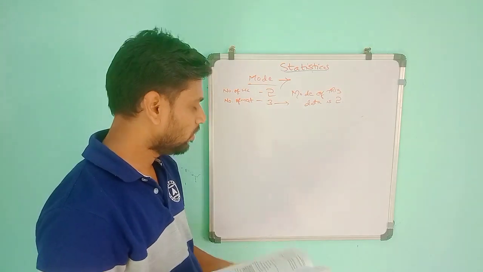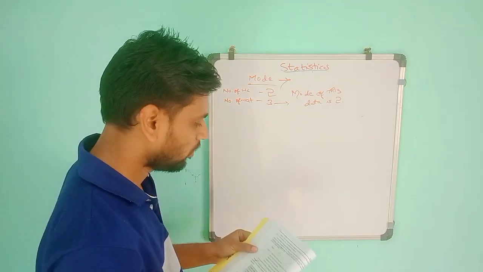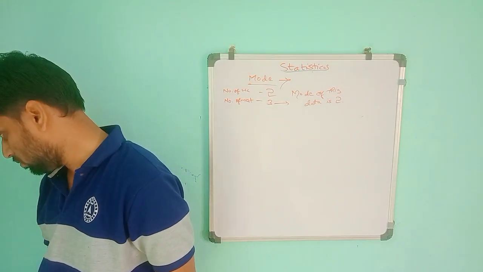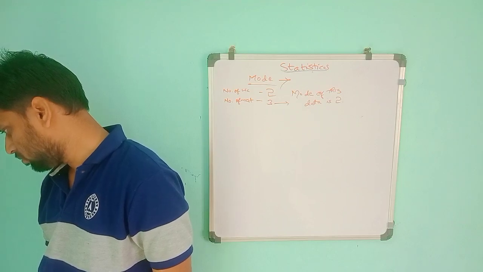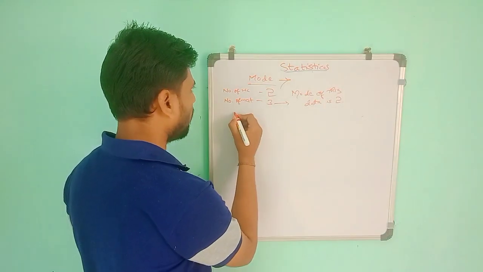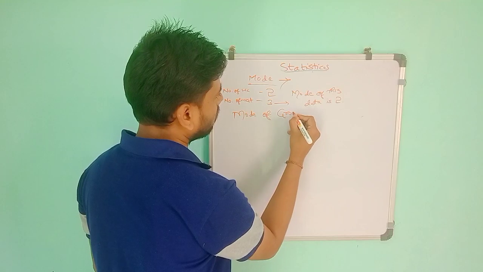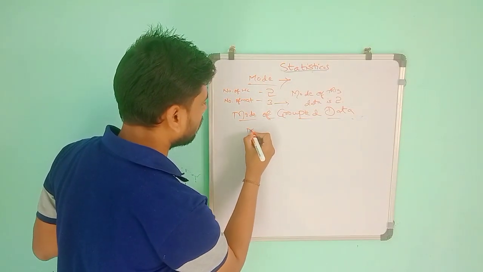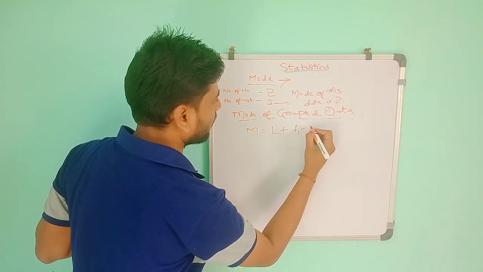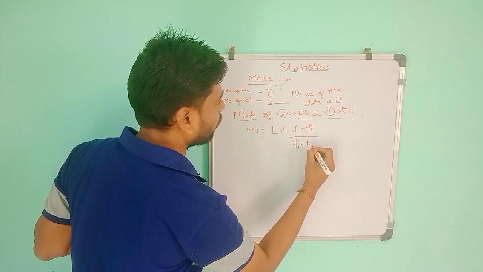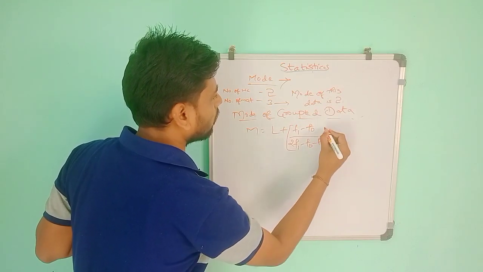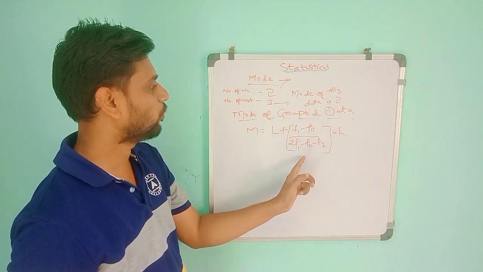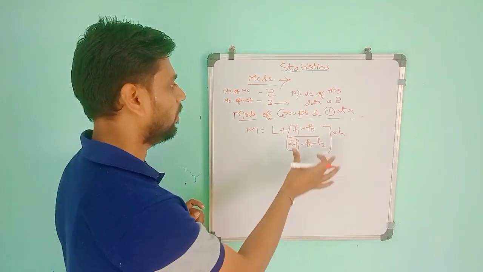Then this is for grouped data. If they give grouped data, how you have to find it, there is a formula for that. So for the mode of grouped data, the formula is: Mode = L + ((f1 - f0) / (2f1 - f0 - f2)) × h. I will tell what the terms indicate.